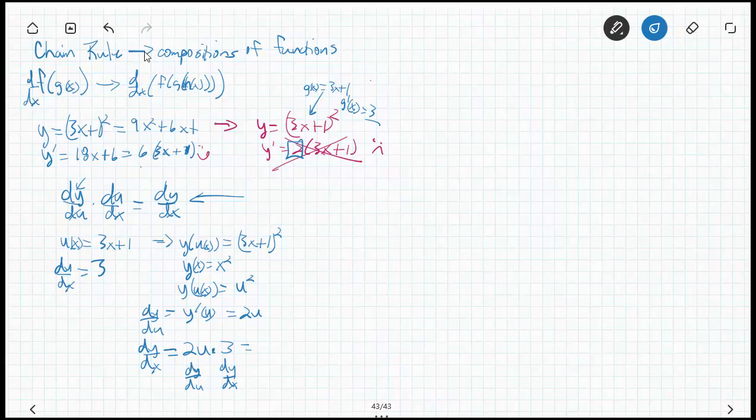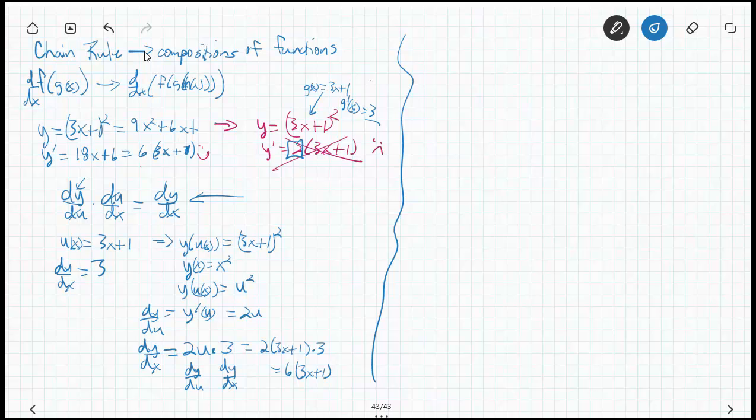Well, what was u originally? It's 3x plus 1. So this is 2 times 3x plus 1 times 3, which is 6 times 3x plus 1. And I'm done. Now, you may be going, wait a sec, Ripley, do I have to do that every single time? And the answer to that is, heck no.